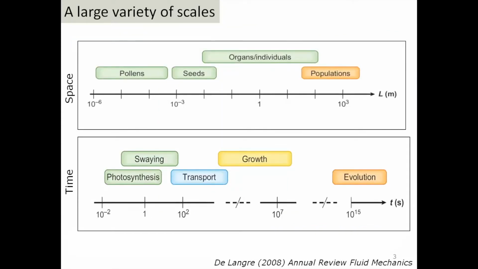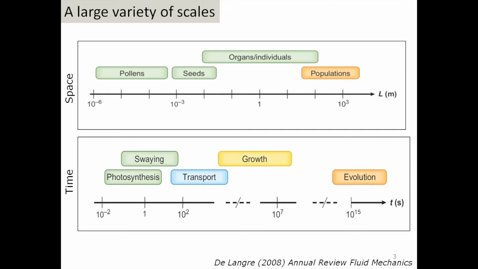First of all, I should emphasize that the particular case of a tree swaying in the wind is just one specific case. If you think of scales in space, if you are interested in pollens, for instance, that's just about micron size. If you're interested in populations, like the way a forest, a set of trees, a canopy breaks down, this is a population where you're interested in kilometers. So there's a huge range of length scales.